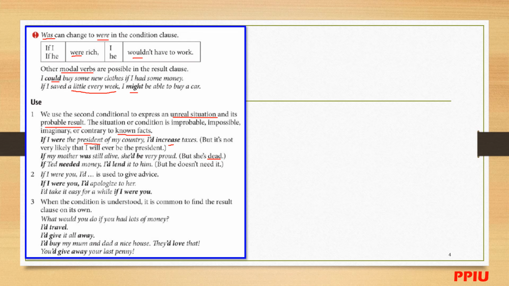Okay, that's it. Let me move to the second usage of this one. If I were you, I'd... okay, if I were you, I'd or I would is used to give advice. If I were you, I'd apologize to her. I'd take it easy for a while if I were you. Alright.